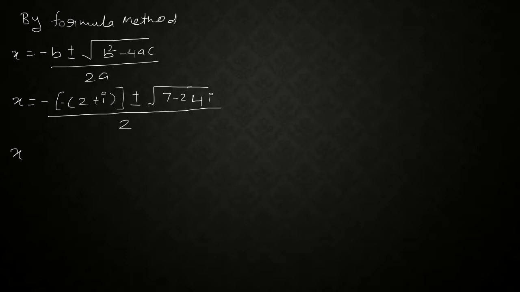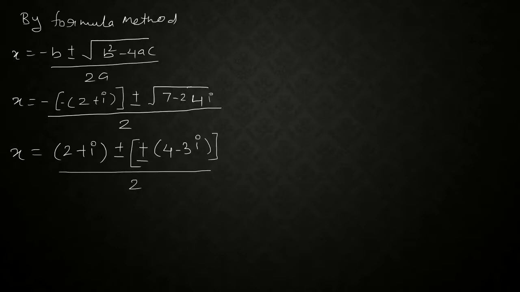So in the next step, we update the answer. Again minus into minus becomes plus, which gives 2 plus i. And plus minus, and the answer we got for under root of 7 minus 24i is again plus minus, in bracket 4 minus 3i, whole divided by 2. From this we will proceed to get our final answer. So x is equal to 2 plus i, and here we have plus minus, and inside also plus minus. So when they multiply with each other, again we get two answers which is plus minus only.